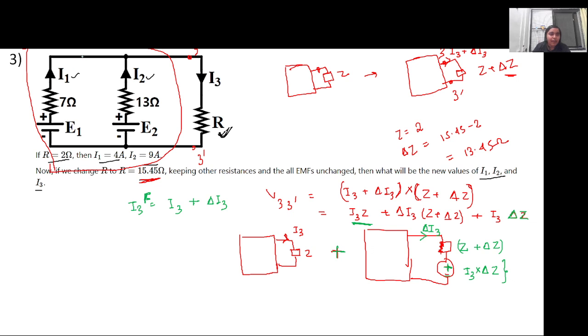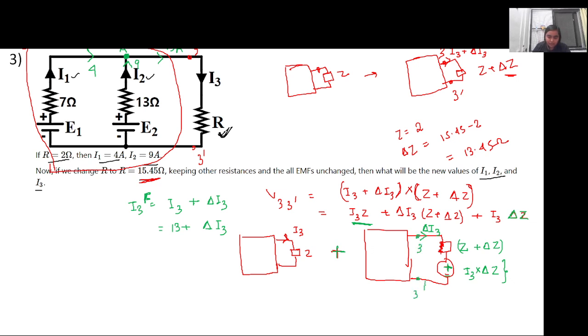I1 and I2 are given. Initially 4 ampere current was flowing like this and 9 ampere current was flowing like this. So applying KCL at this node A, this current will be 9 plus 4, 13 ampere. So initially I3 was 13 ampere. Then we have to figure out this del I3. So how to find this del I3?